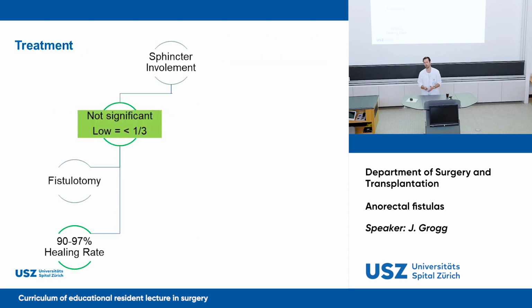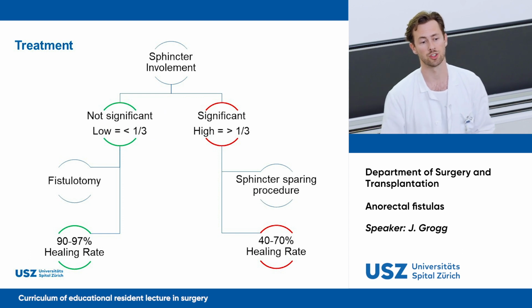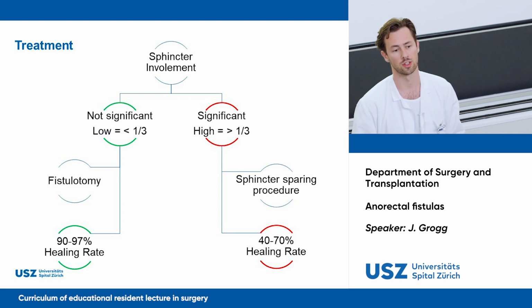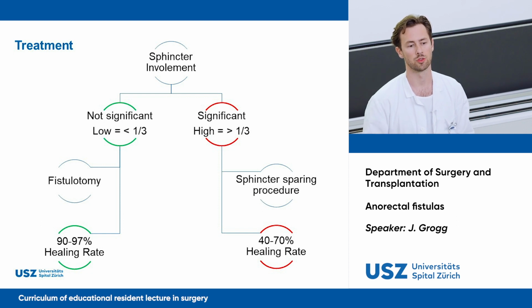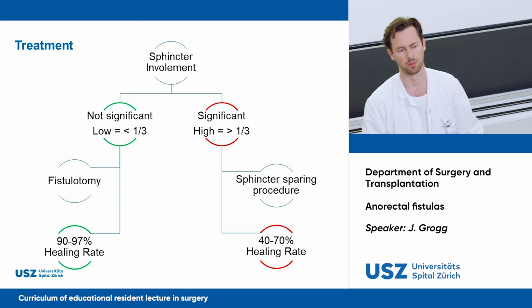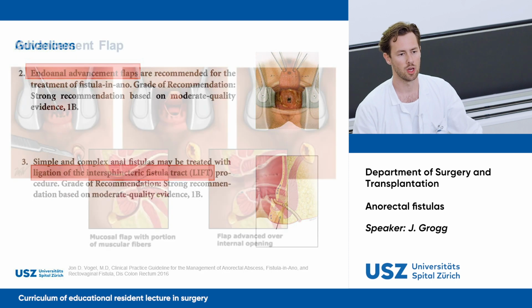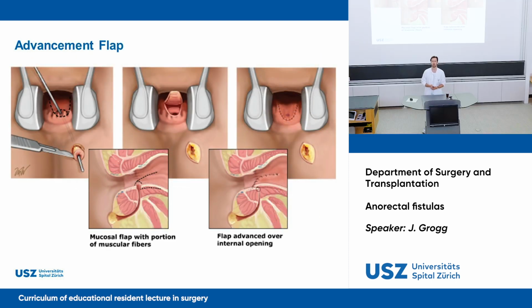So let's look at the other patient group, the patients with significant sphincter involvement, the patients with complex fistula types. There we need to use sphincter-sparing procedures, and also due to the more complex fistulas, healing rates are not as good as with the simple fistulas. The guidelines state different sphincter-sparing procedures. I want to introduce the advancement flap first. Here also the inner opening is located and resected.